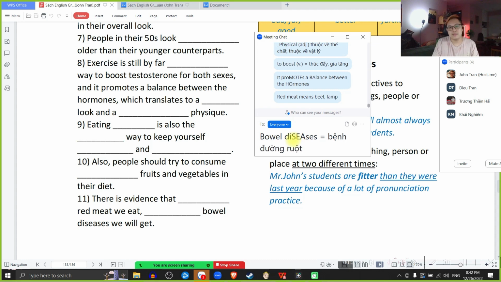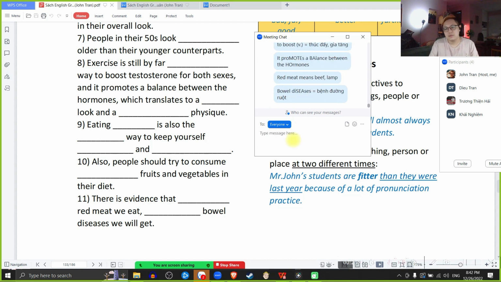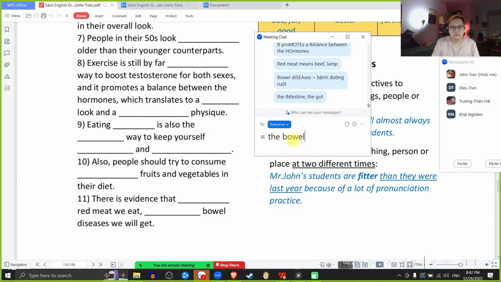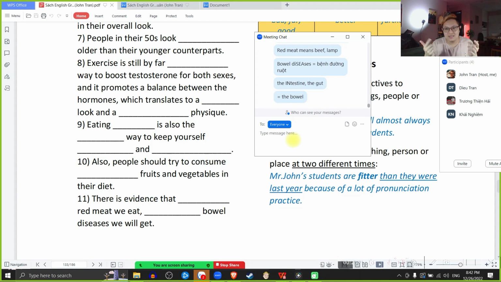So bowel means the gut, the intestine. The gut, the bowel, the intestine is the same thing. Nó là cùng một thứ mà từ đồng nghĩa thôi. Just synonyms. The bowel, the gut, the intestine, same thing. Càng ăn nhiều thịt đỏ thì càng có nhiều bệnh đường ruột chẳng hạn.